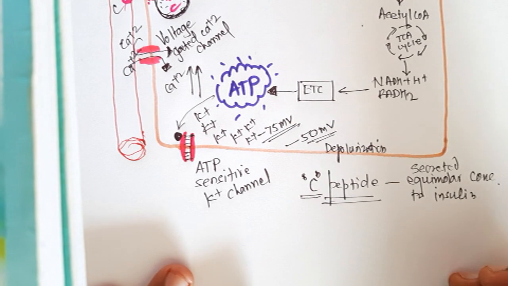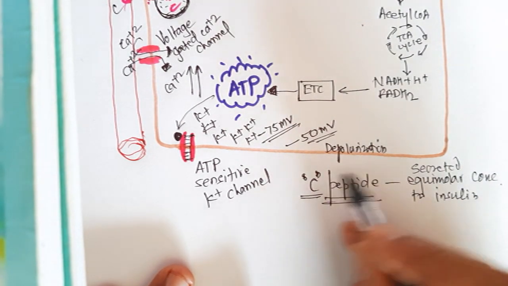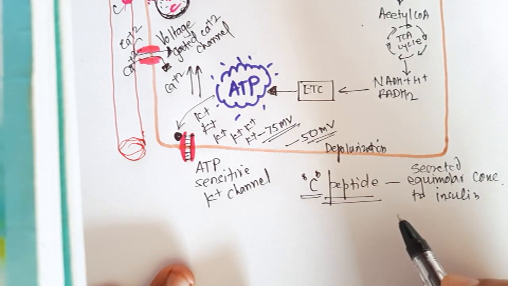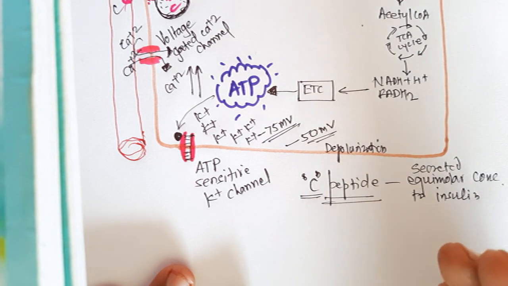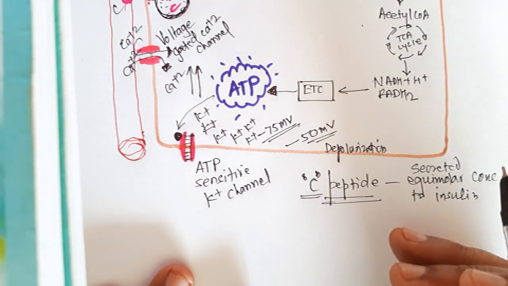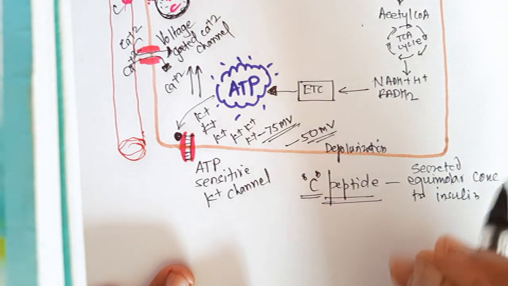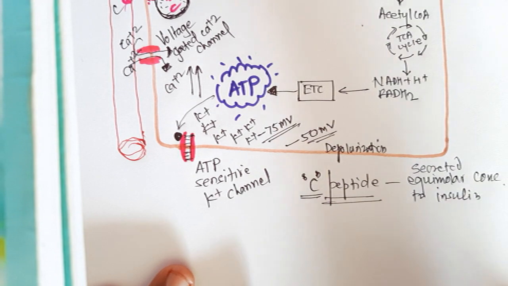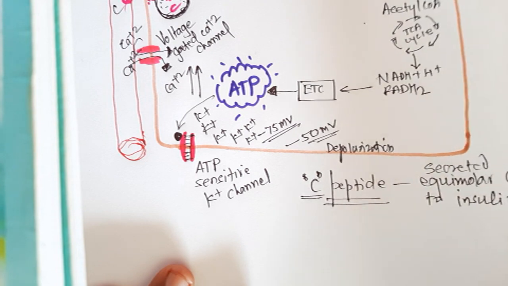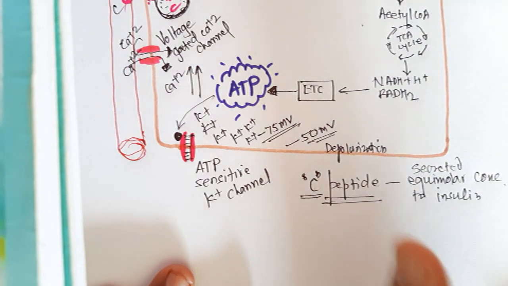Okay. So what is the importance of this C peptide? C peptide is the connection between the A and B chain, and it is cleaved to form the biologically active form of insulin. So insulin with the A and B chain, with two interchain disulfide linkages and one intrachain disulfide linkage, is the biologically active insulin.